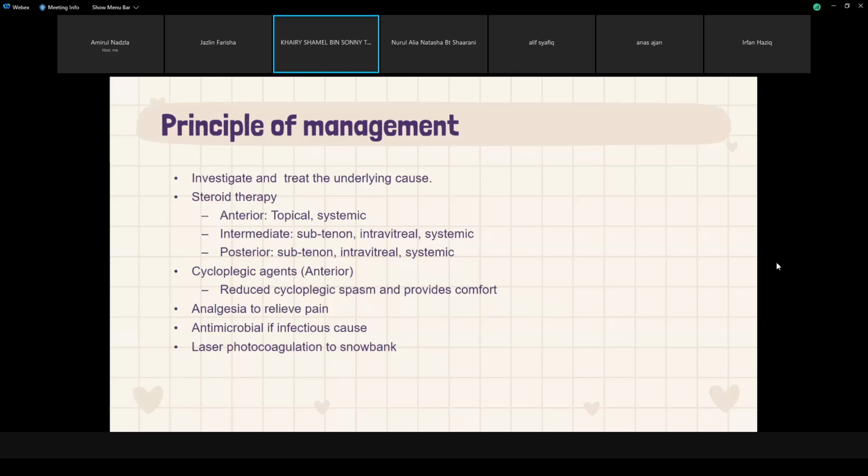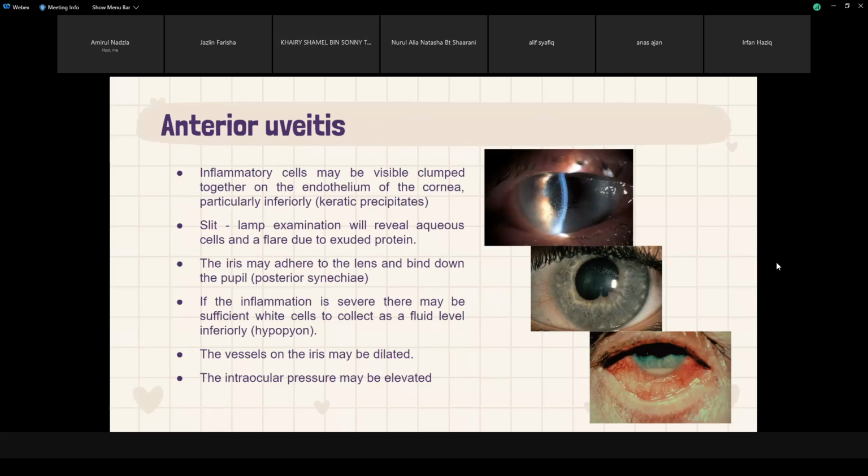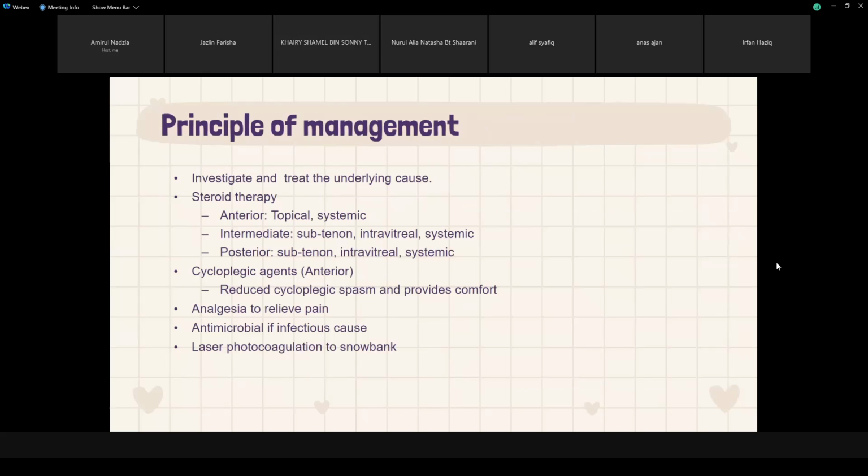So, and if your slide previously has listed the causes of uveitis, ada ke tadi? Oh, sorry doktor, tak ada. Sorry, for uveitis, I tak letak.